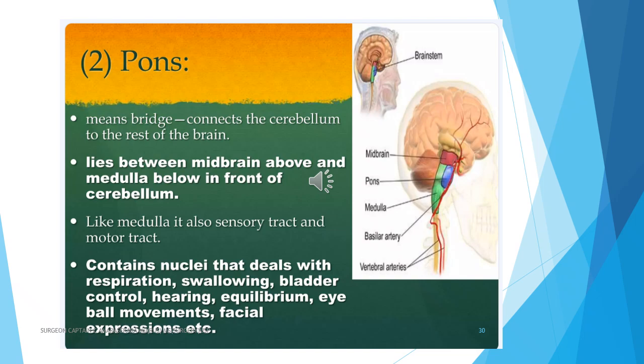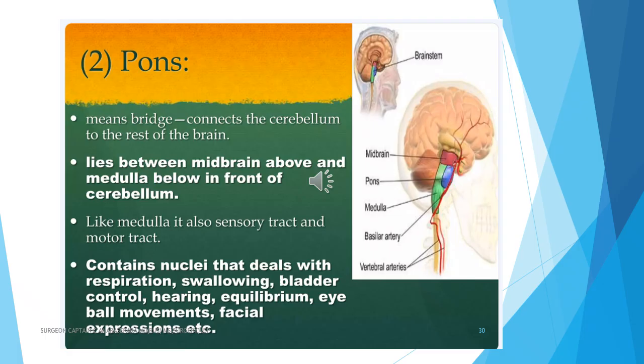So what are the functional domains of the pons? Motor and sensory relay: it contains ascending sensory and descending motor tracts. Cerebellar connection: it has a cerebellar connection via the middle cerebellar peduncle, the largest afferent pathway. It has autonomic nuclei that regulate respiration, bladder control, and swallowing. Somatic nuclei control facial expression, eye movement, hearing, and equilibrium.